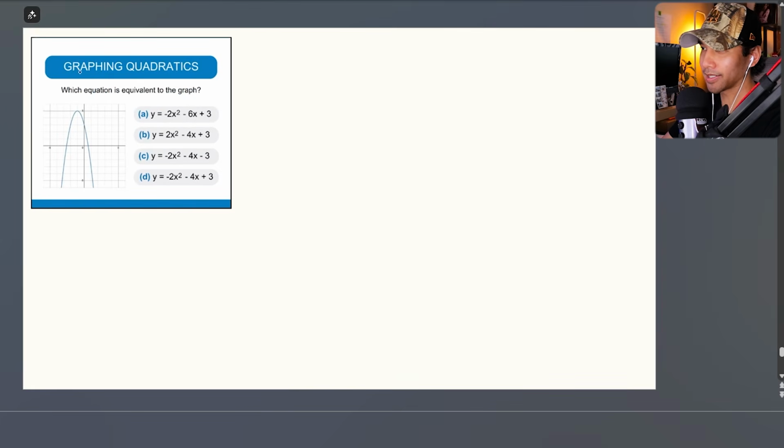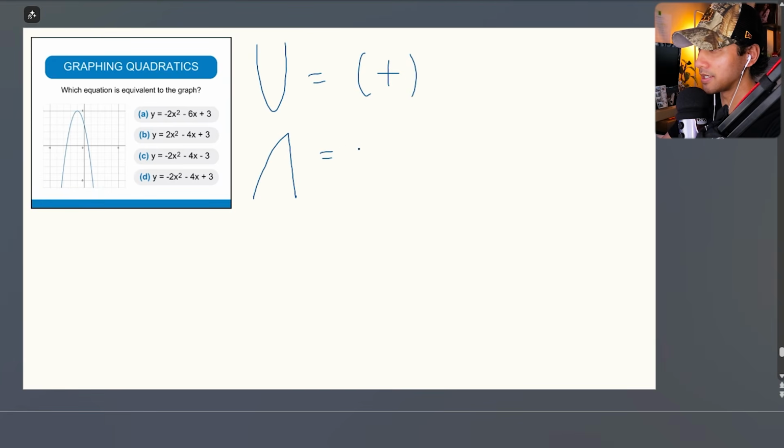Graphing quadratics. Now this one, my gosh, I've been filming for an hour. Okay, graphing quadratics. Which equation is equivalent to this graph? So, this is something you should know. When you have something like this in a parabola, this equals positive. When you have something like this equals negative. And that looks like a V. I don't want it to look like a V. I want it to look like a really narrow hill. Okay, you guys get it, right?